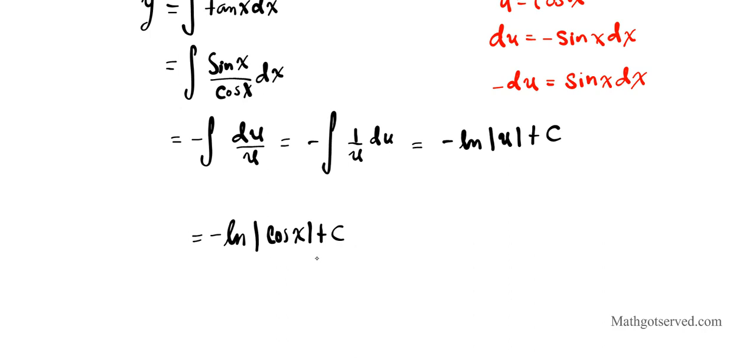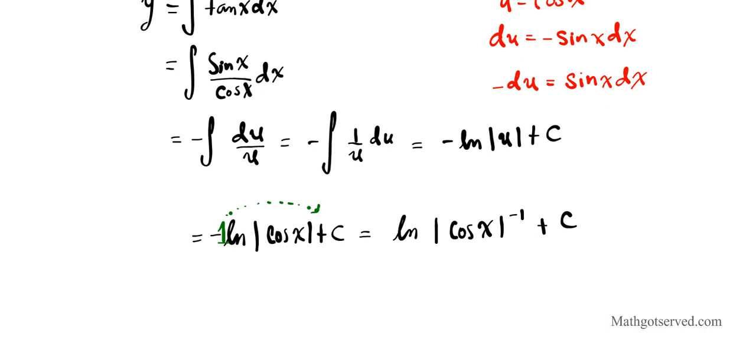So how do I make this into another form? You just use the power property of logarithms. I can write this as the natural logarithm of the absolute value of cosine x to the negative 1 power. Let me put the negative 1 outside, it doesn't really matter. So, negative natural logarithm of the absolute value of cosine x plus c. Because imagine there's a negative 1 right here, and then you can just raise it as a power of cosine.